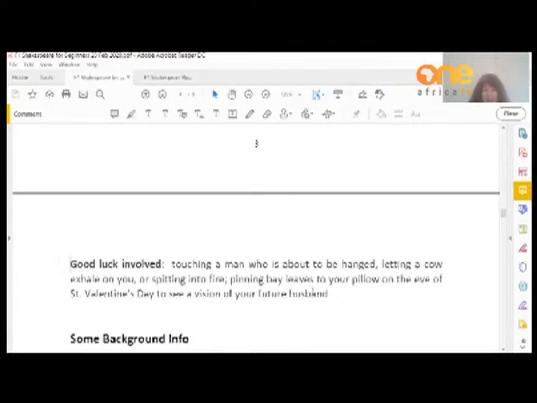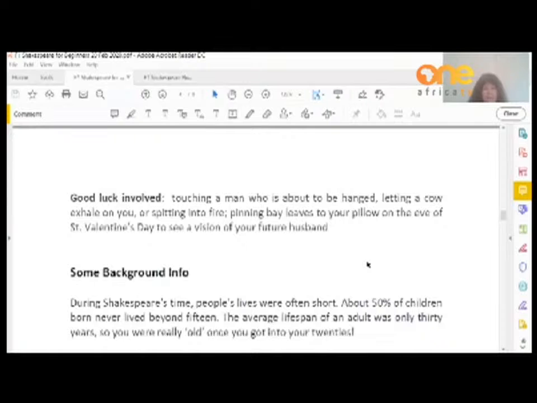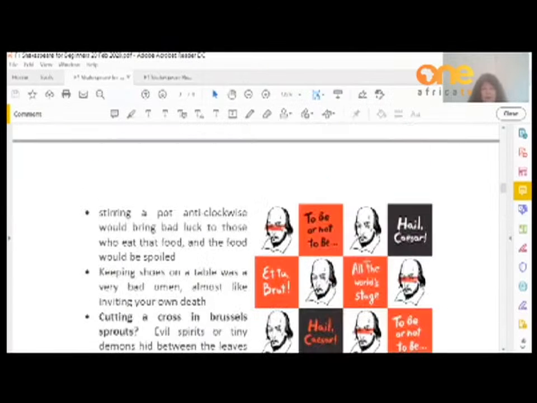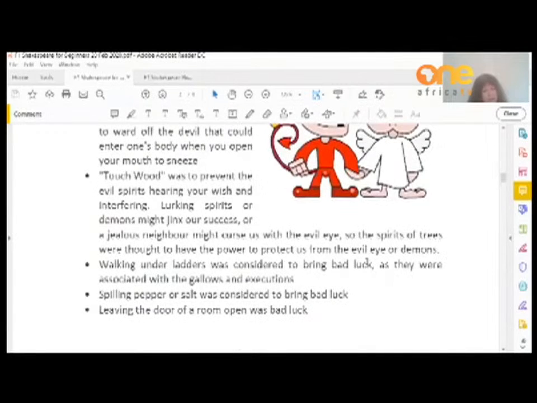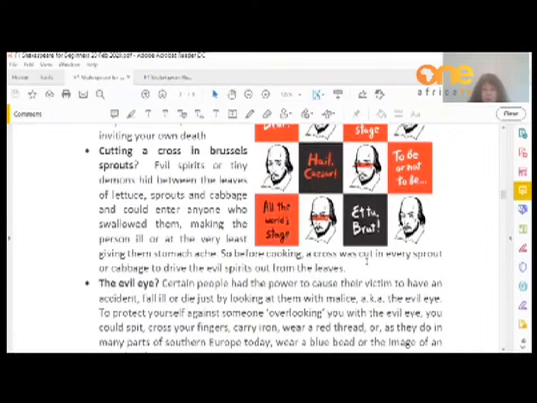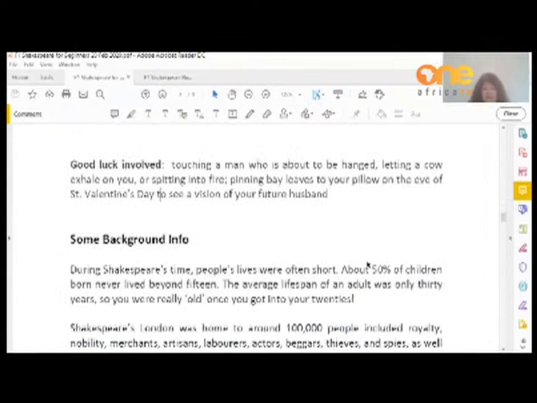Okay, pinning bay leaves to your pillow on the eve of St. Valentine's Day, you might see a vision of your future husband. Okay, so that could be a bad thing. Right, let's look at some other background info. This shows you how every single person was superstitious, which means it would be quite easy for them to be fooled by anyone discussing that sort of thing.